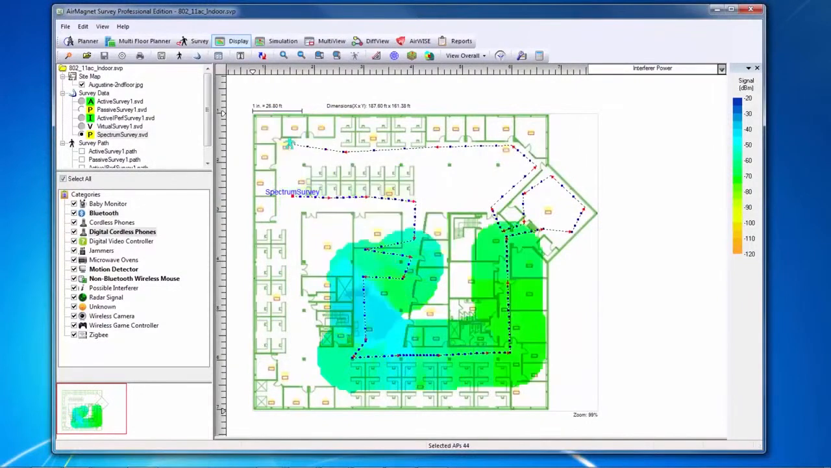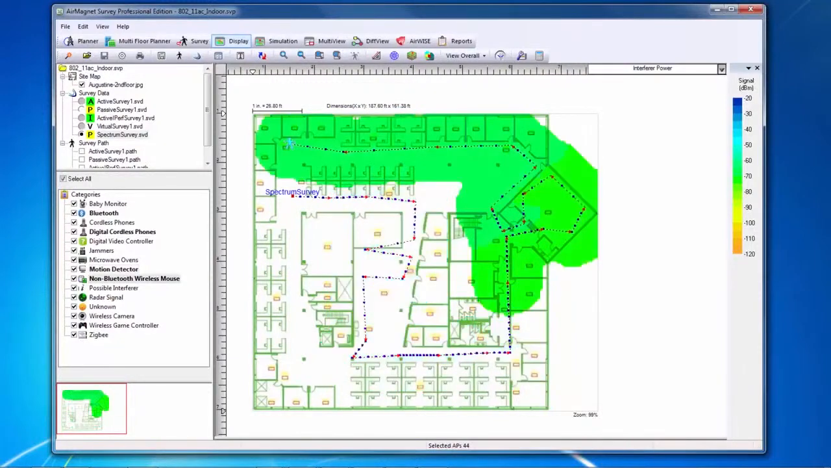Heat maps from spectrum integration can be very helpful to understand where noise is coming from in a particular site. By understanding not just that there is an interferer in the site, but how much of the site it affects and to what degree, I can better understand how to adapt my network to deal with it.